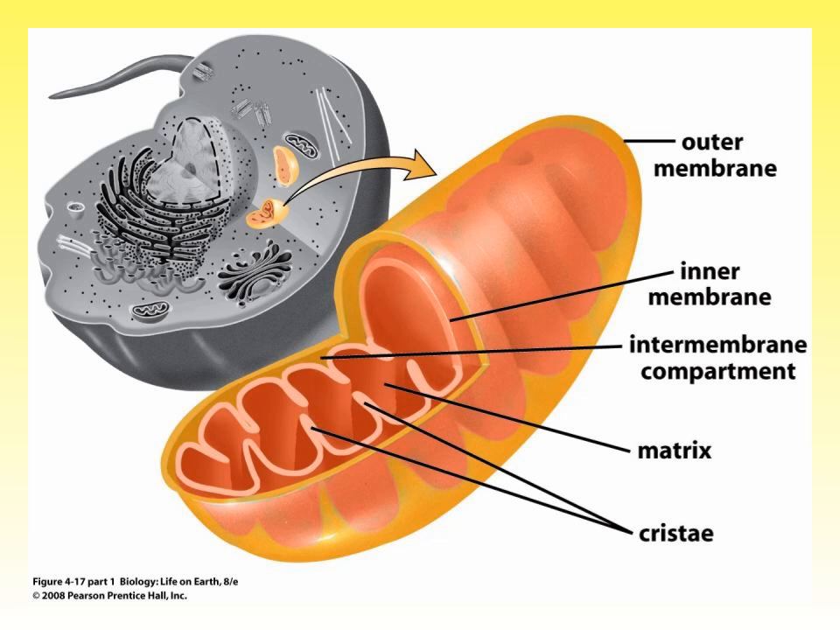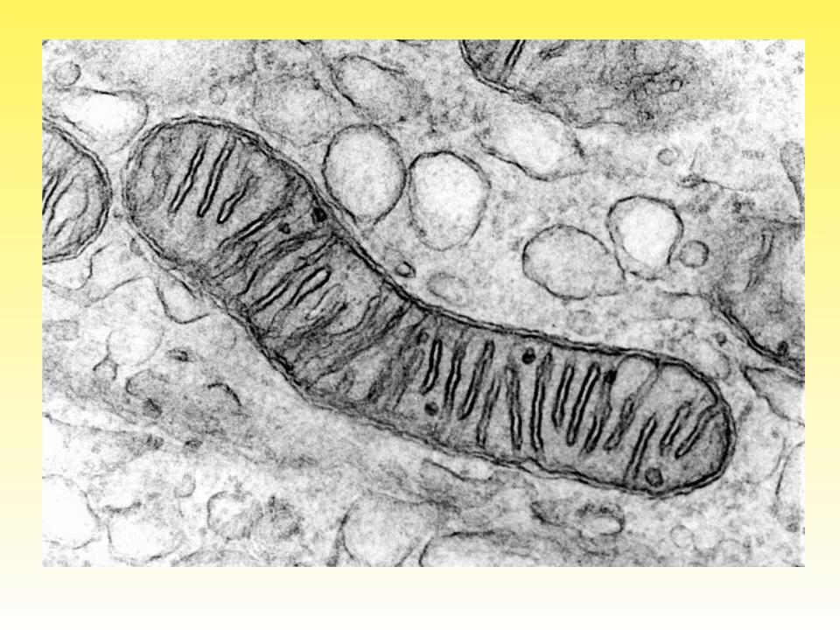This diagram shows the locations of the outer and inner membranes, the intermembrane compartment, and the sac-like cristae. Make sure you can locate those structures on this micrograph of a mitochondrion.